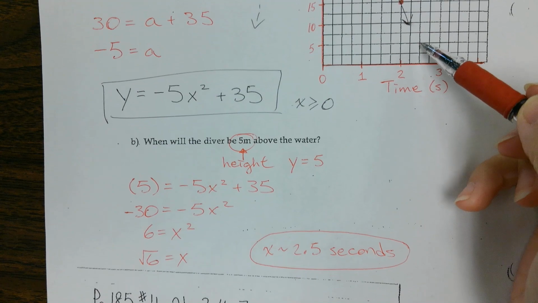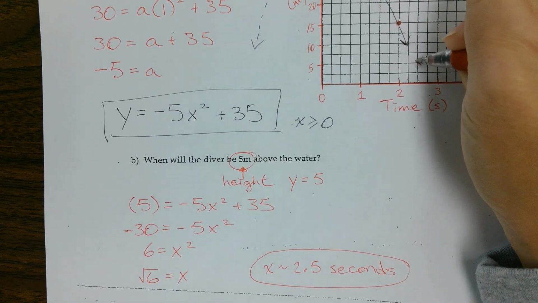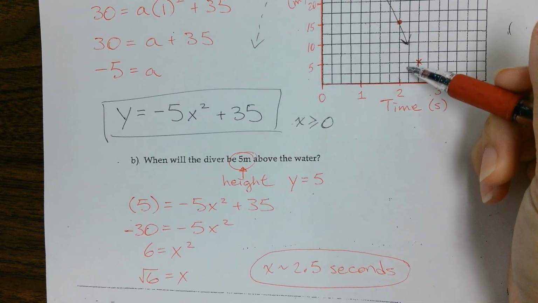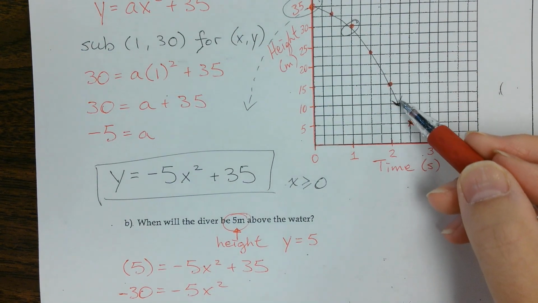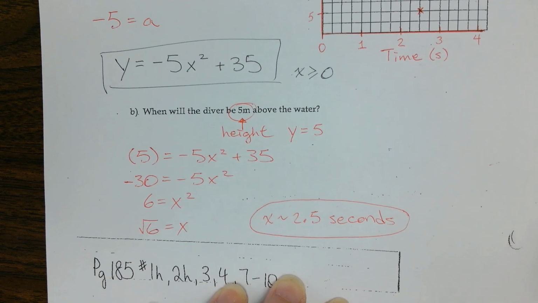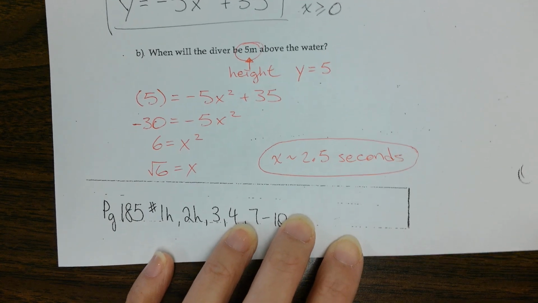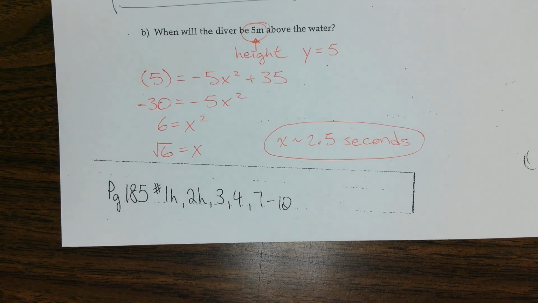And if we continue our parabola, it looks about right. Okay, so he dives, and then after about 2.5 seconds, he gets to 5 meters. Okay, so a lot of these you could verify with the graph. Remember, your answer should match up with the graph because it's the same parabola.